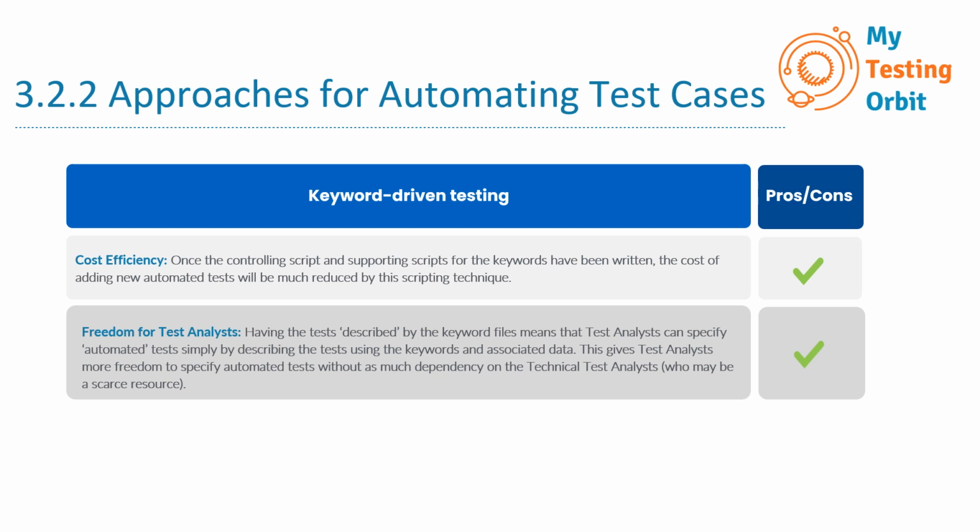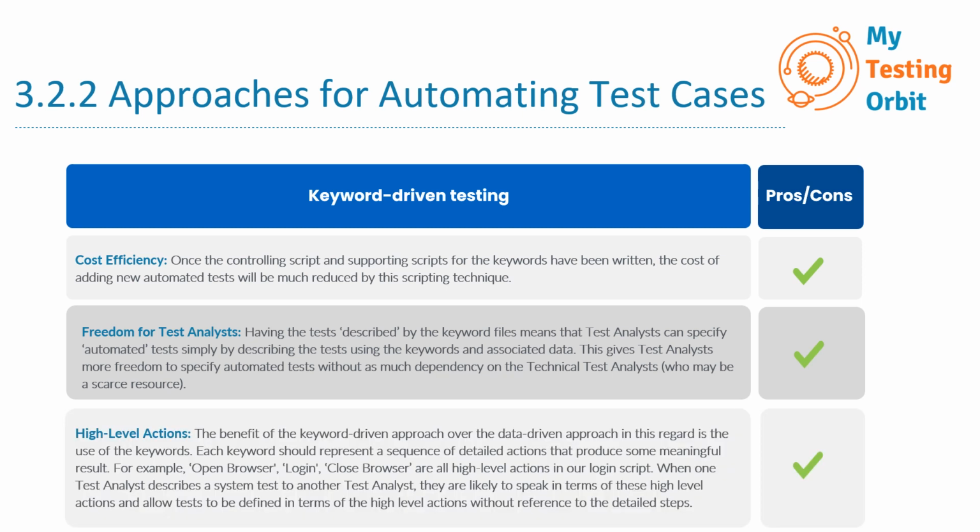Now we'll move on to the third one, which is different. High-level actions. The benefit of the keyword-driven approach over the data-driven approach in this regard is the use of the keywords. Each keyword should represent a sequence of detailed actions that produce a meaningful result. For example, open browser, login, close browser are all high-level actions in our login script.